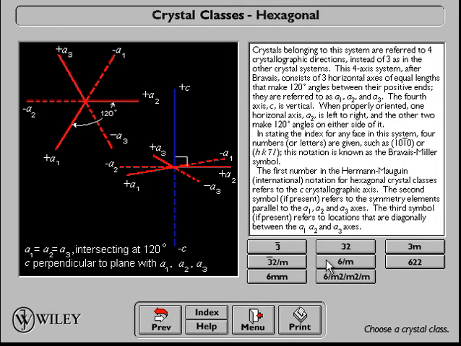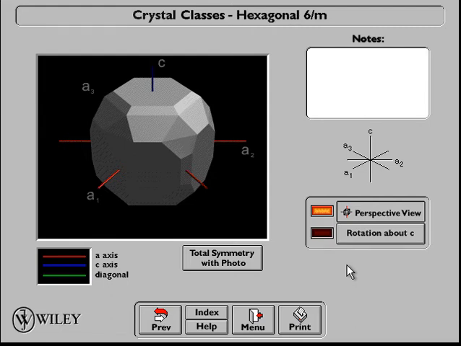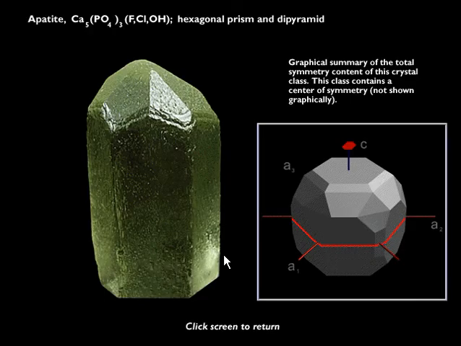symbol, 6/m. That means we have a 6-fold rotation axis and we have a perpendicular mirror plane. So we have now here a very nice crystal, hexagonal 6/m. We have here A1, A2 and A3, and here we have the z-axis. And we are starting now with the total symmetry, using a photo. Therefore we are using an apatite crystal, which forms a hexagonal prism and the pyramid, yeah.